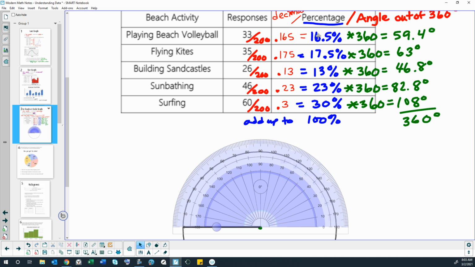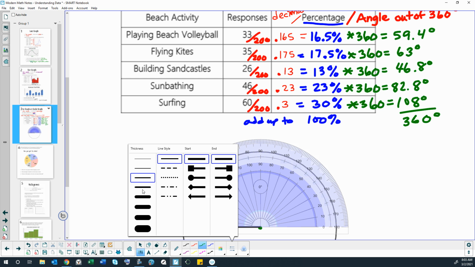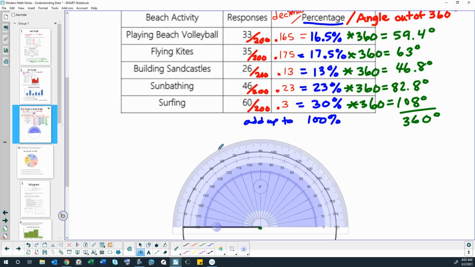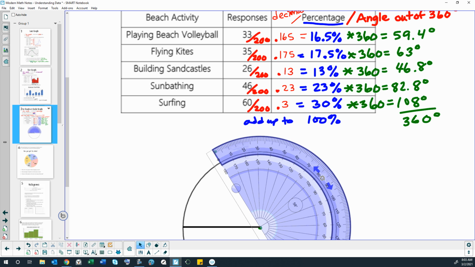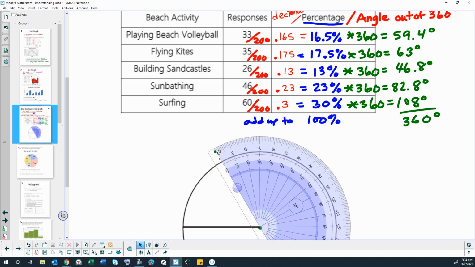So our first angle is 59.4 degrees. I'm just going to quickly estimate where approximately 59 degrees is. I don't think it has to be incredibly accurate. We're just trying to get an idea for how to do this. So 60 degrees, 59 degrees, somewhere in there, right? So I put a dot where that angle would be. Now I'm going to move my protractor so that I can use the edge of the protractor as a ruler. And now I can draw a line between the center and that point that I just sketched.